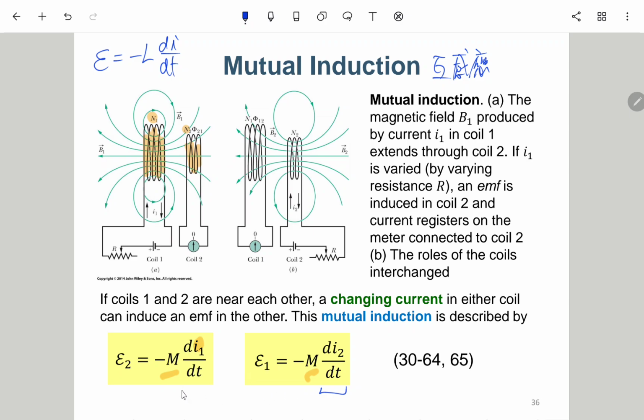Okay, so this one tries to quantify the mutual inductance, or if you like to use V, it will be nothing but V2 equals M di1 dt, or V1 equals M di2 dt, something like that. If you try to forget the EMF, it will be the same thing.